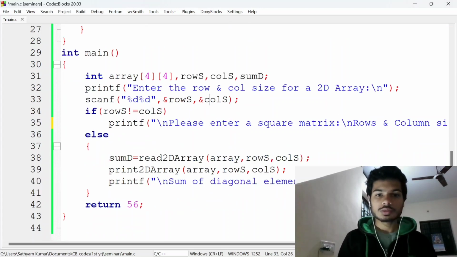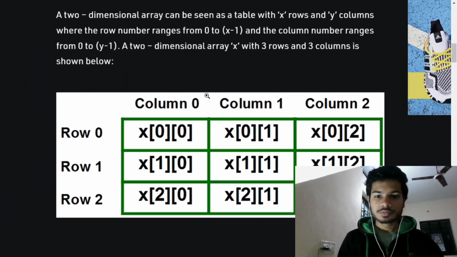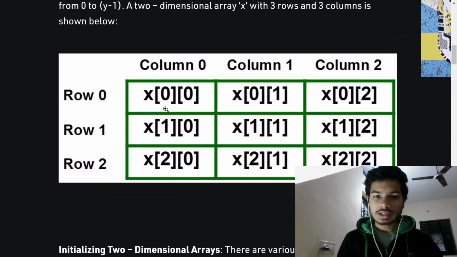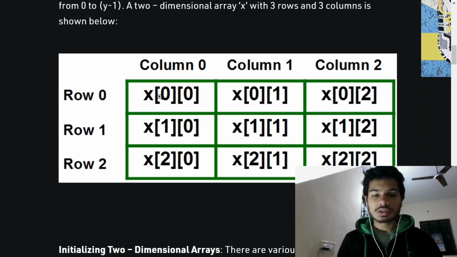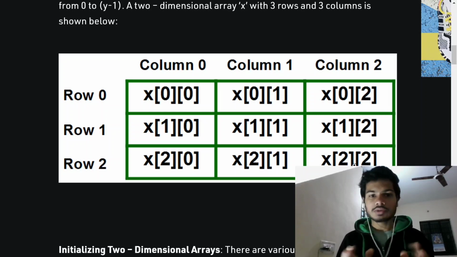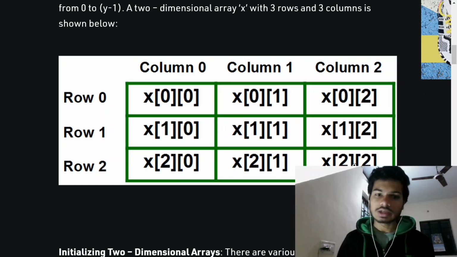What are diagonal elements? Here the diagonal elements are 0 0, 1 1 and 2 2. These three are the diagonal elements. This is the first diagonal element, this is the second, and this is the third. Whatever values we store in the first, second and third diagonal elements will be added, and it will show us the sum of the diagonal elements.